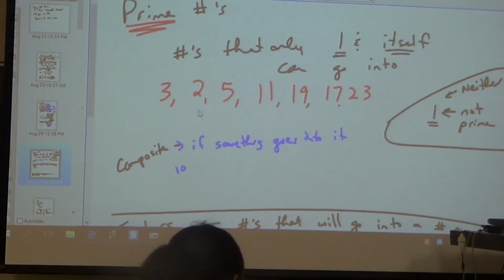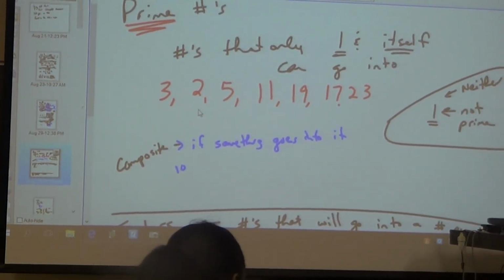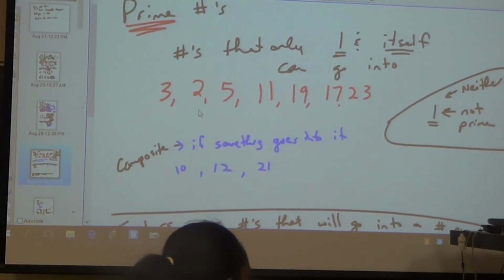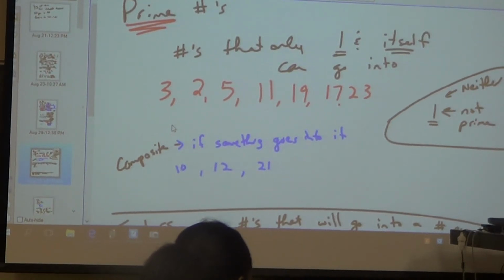Like 10. 2 goes into it, 5 goes into it, 1 goes into it, 10 goes into it. So if I can think of something other than 1 and itself, that makes it composite. 12: 2, 3, 6, that's composite. 21, everybody's like, 21 looks prime. 3 times 7. All right, so we know the difference between prime numbers and composite numbers.